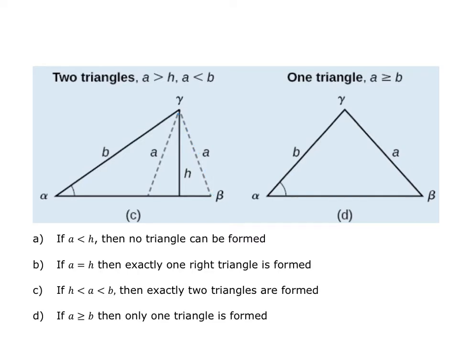If A, the side opposite the angle that's given to you, is bigger than the other side given to you, then we only have one triangle, and it's not any work trying to determine how many triangles you have.